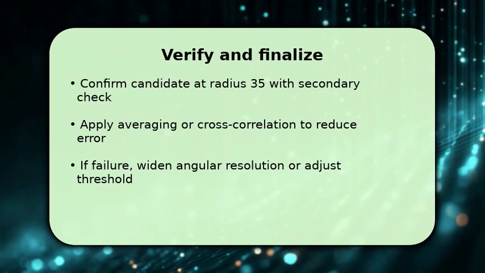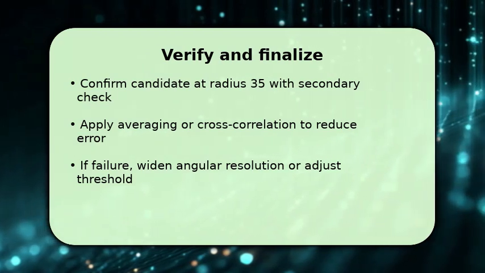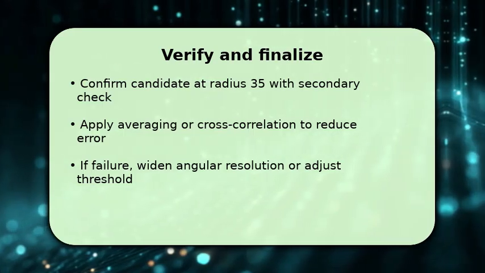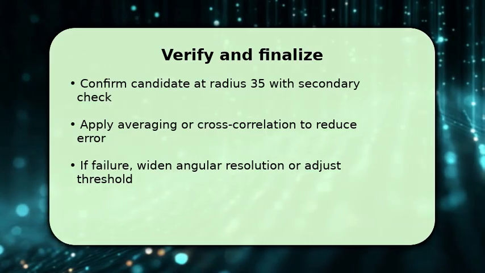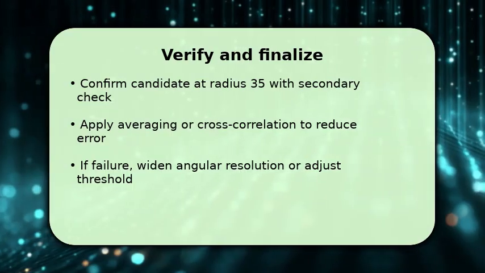You finish by verifying the candidate located at radius 35 with a secondary method, such as cross-correlation or neighborhood averaging, so you validate its signature and reduce positional error. Once confirmed, record final coordinates and metadata and stop the sweep.